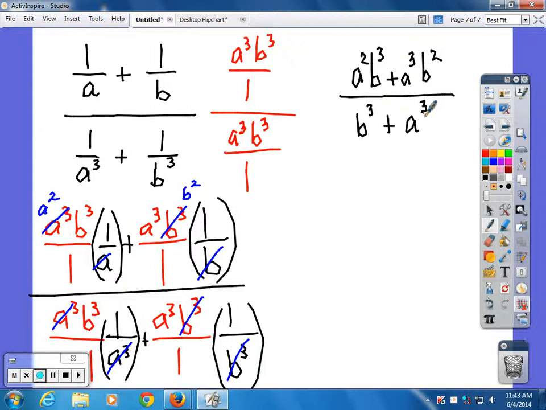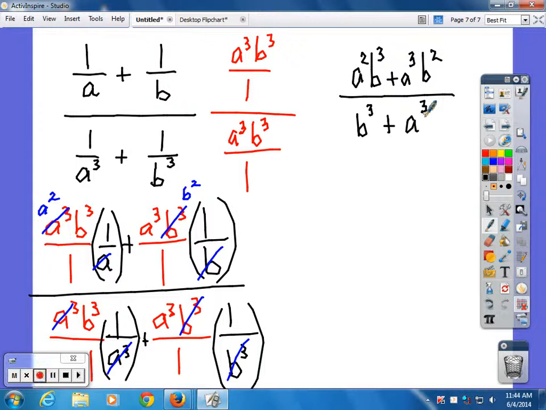I don't know. Is there anything you can do at the top? Factor out a common term. You can factor out a common term on the top. What can you do on the bottom? Shortcut number 4, sum of cubes. You may not have to. Why am I taking it one more step? To see if I can cancel anything.